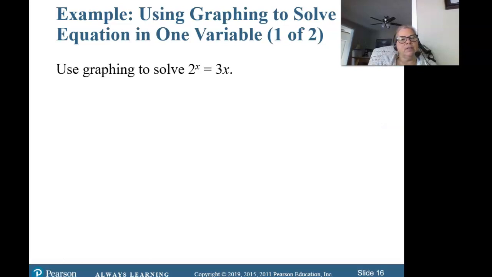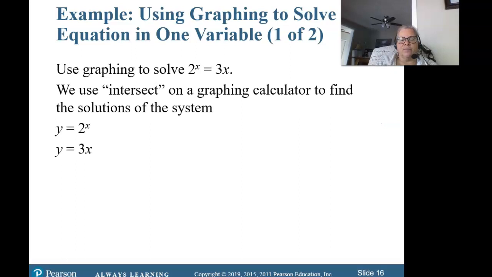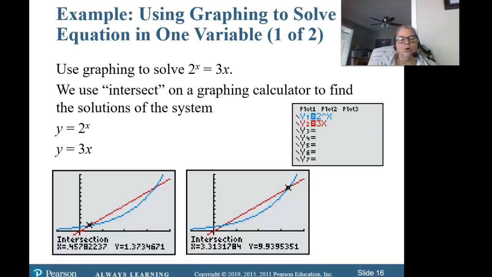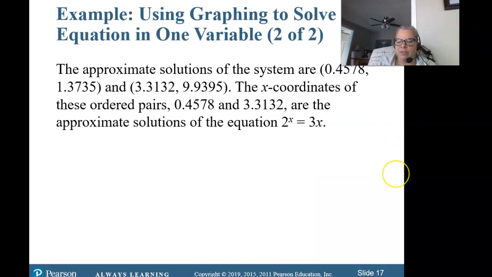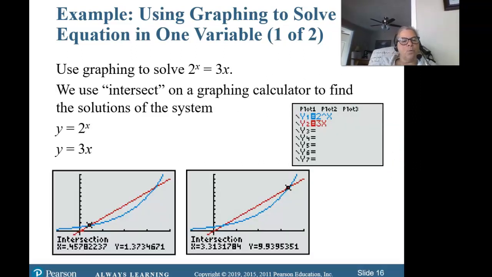Now try solving this equation using your graphing calculator. Put 2 to the x for y1, put 3x, notice that's not raised, just 3 times x in y2. When you graph the line and the curve, you notice they intersect in 2 spots. That means that x has 2 values. x is approximately equal to 0.4578, and x is also approximately equal to 3.3132. And those are both solutions of when these two will be equal.